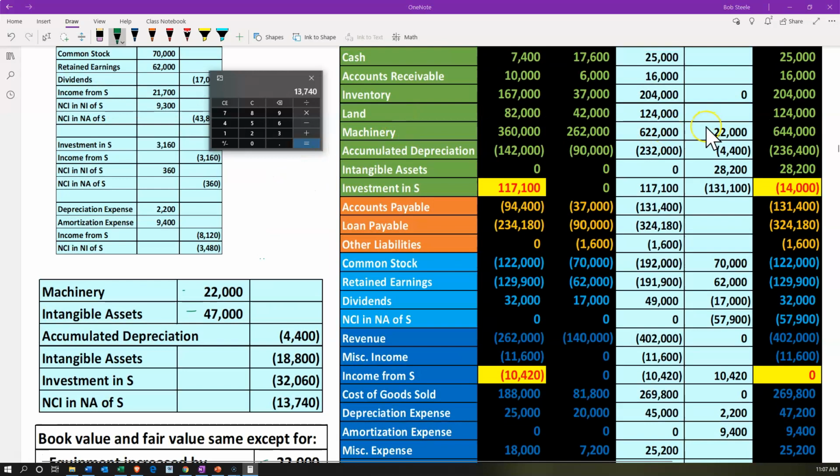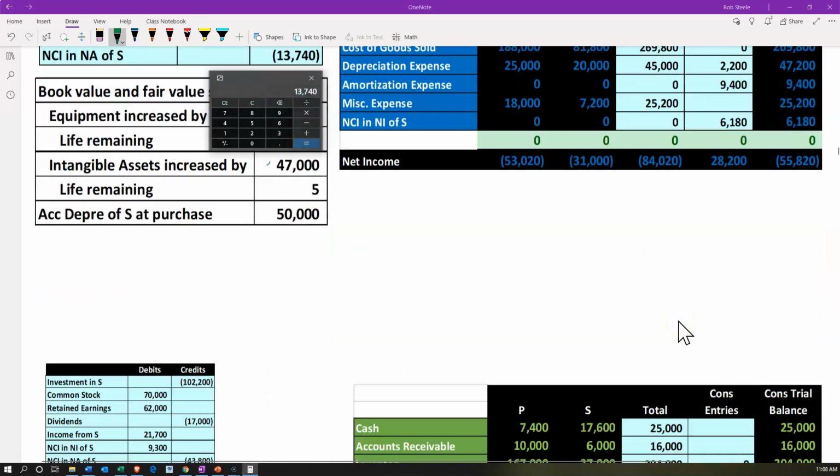So the machinery and intangible assets are affected. So that's included here, machinery and intangible assets. Then the accumulated depreciation is affected. Then the intangible assets have been going up and then back down as well, so that's going to the same account. And then the investment account is going to be up top. So the investment account was affected up top. We still have 14,000 we need to deal with. Non-controlling interest on the balance sheet side, net assets, is affected as well.